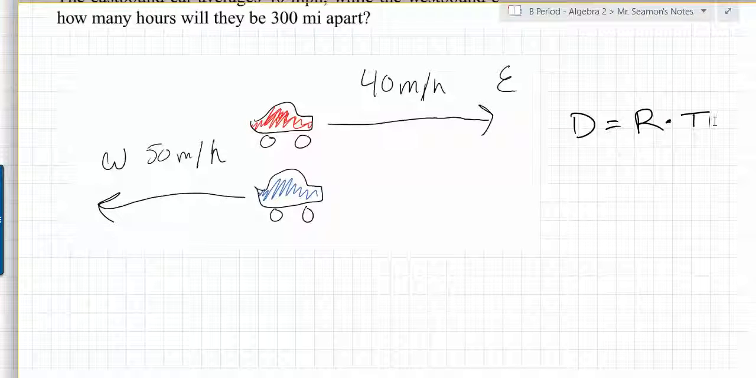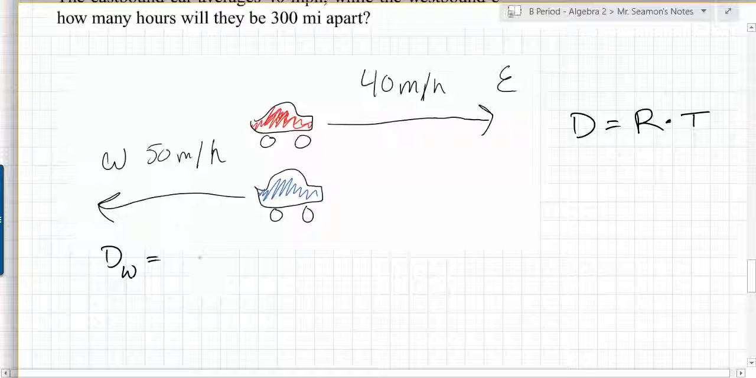So we have the blue car here. Both cars are starting at the same time, right? So they're going to travel the same amount of time each. Are you okay with that? So how far does this westbound car go? What's the rate of the car? 50. Do we know how long it's traveling? No, so we're going to call that T. What about the eastbound car? Distance for the eastbound is going to be what?